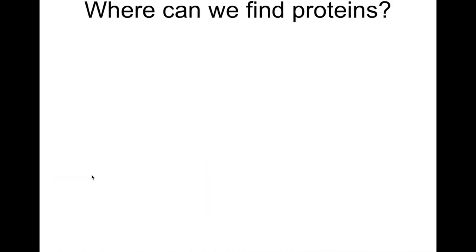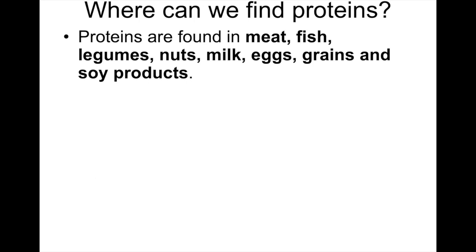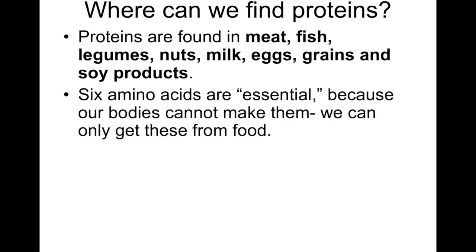So we find proteins in meat, fish, legumes, nuts, milk, eggs, grains, and soy products. Most things have proteins in them. Meats, things that come from animals, tend to have more protein. Fish, legumes, those are beans, nuts. But the things that come from animals, eggs are primarily protein with a little bit of cholesterol and some other nutrients. Milk has a lot of protein. Meat, fish, lots and lots of proteins. Certain grains have some proteins. Wheat has some protein in it. Soybean things have a lot of proteins in them.